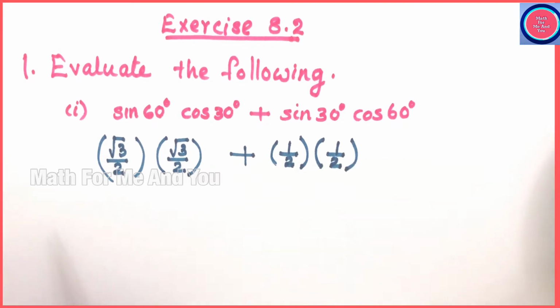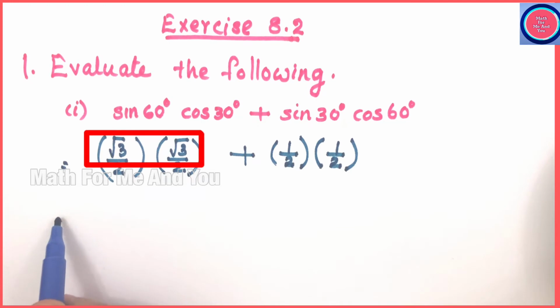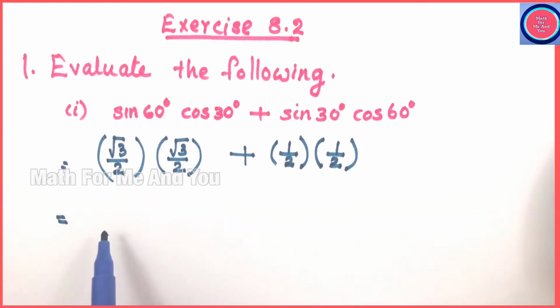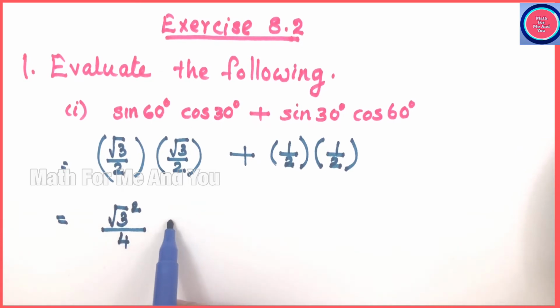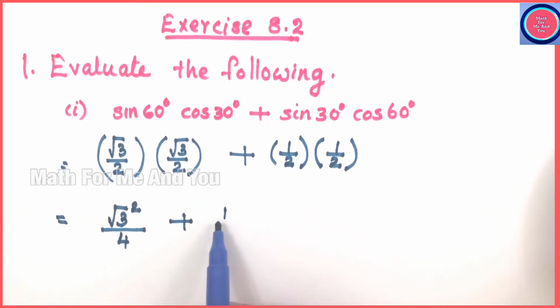Now we need to simplify. These two are fractions. How to multiply the fractions? Multiply the numerators and multiply the denominators. Corresponding numerators and denominators. Root 3 times root 3. So we get here root 3 square by 2 times 2 is 4. Plus same way we can multiply the other two fractions. 1 times 1 is 1. 2 times 2 is 4.